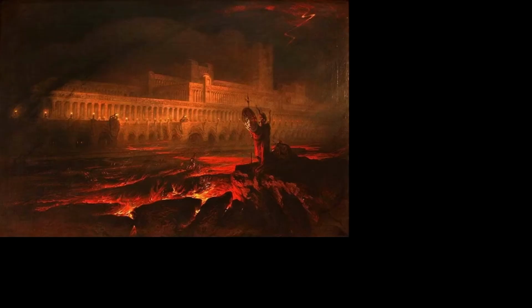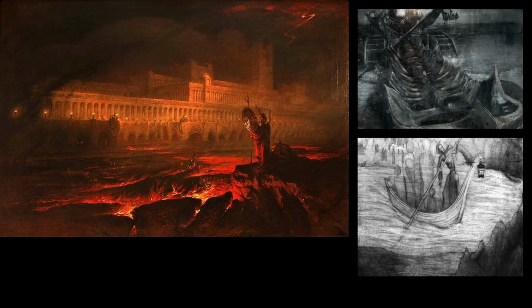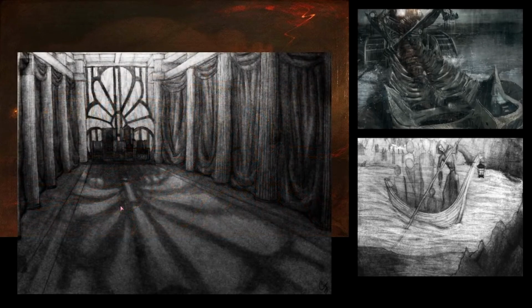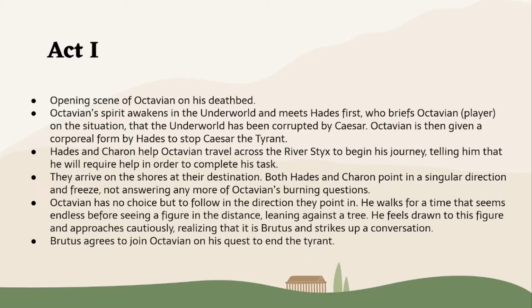This slide shows off some of the concepts that we were inspired by and how we envision the environment of this dark fantasy tale to look like, with the image from earlier as well as the ferry on the river Styx and possible battlegrounds. Our Act 1 starts with the opening scene of Octavian on his deathbed. Octavian's spirit awakens in the underworld and meets Hades first, who briefs Octavian, the player, on the situation that the underworld has been corrupted by Caesar. Octavian is then given a corporeal form by Hades to stop Caesar, the tyrant.